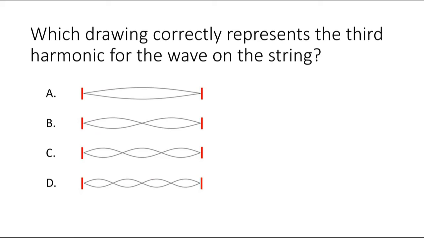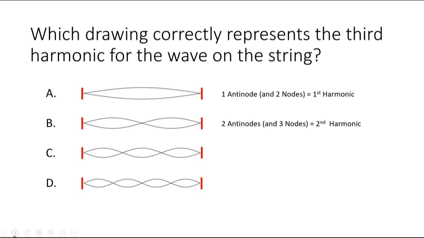Okay, let's do a little bit of practice here. Which of the drawings correctly represents the third harmonic for a wave on the string? Okay, so remember that for a wave on a string, the harmonic is given by the number of antinodes that you can see. And so here the antinodes, remember that's like the number of humps. In this first case, there's one hump, there's one antinode, and so this would be the first harmonic or the fundamental harmonic. This second case has 2 antinodes, and so that would correspond to the second harmonic. Case C here has 3 antinodes, and so that would be the third harmonic, and so that's going to be the one we're looking for.